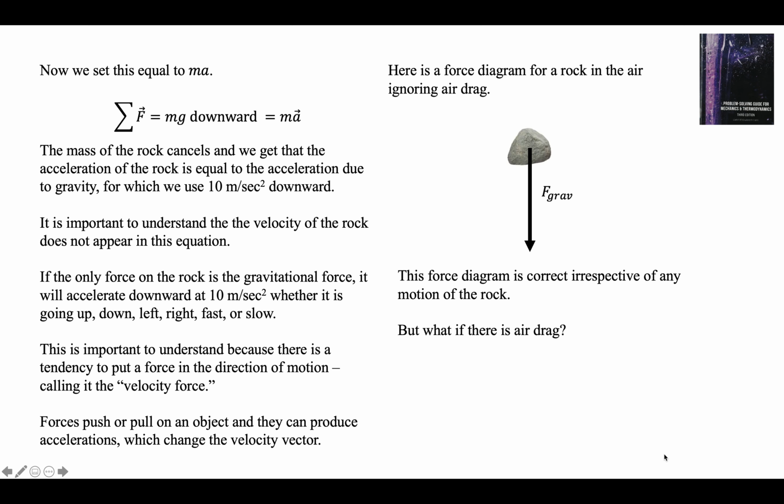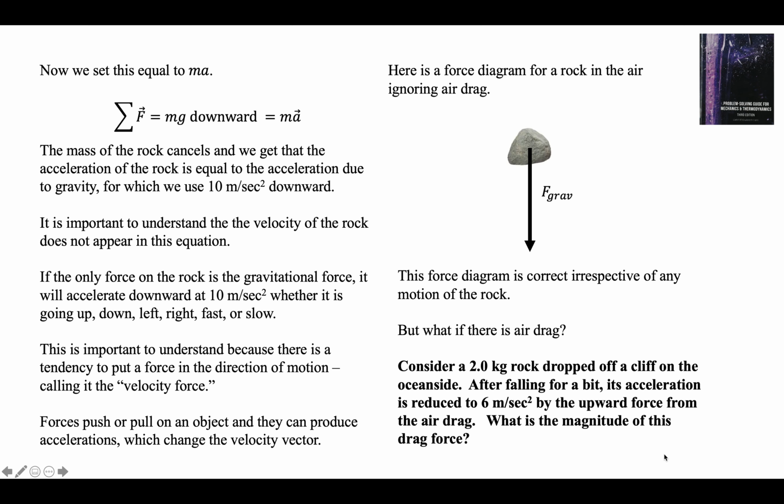But now let's put air drag in and see what happens. So we drop a 2 kilogram rock off a cliff. After falling for a bit, the acceleration is reduced to 6 meters per second squared by the upward force from the air drag. What is the magnitude of this drag force?